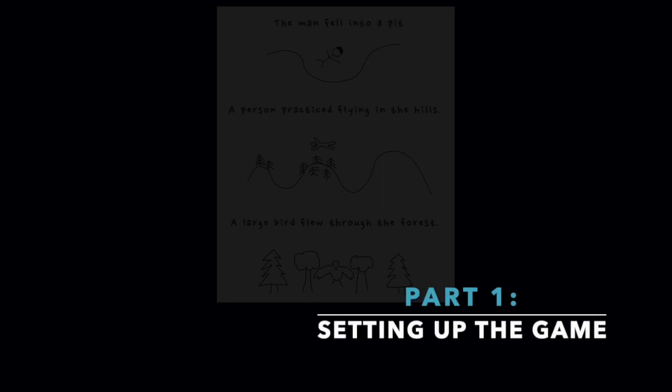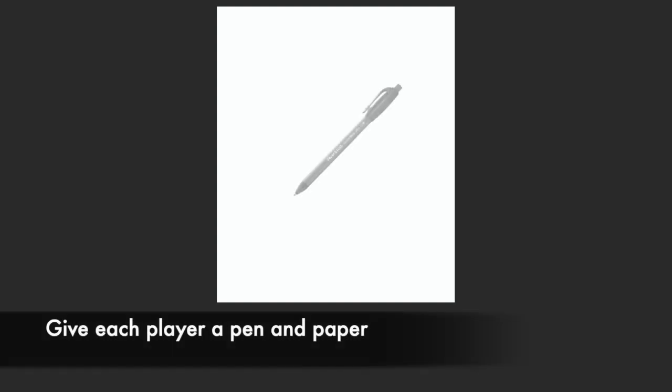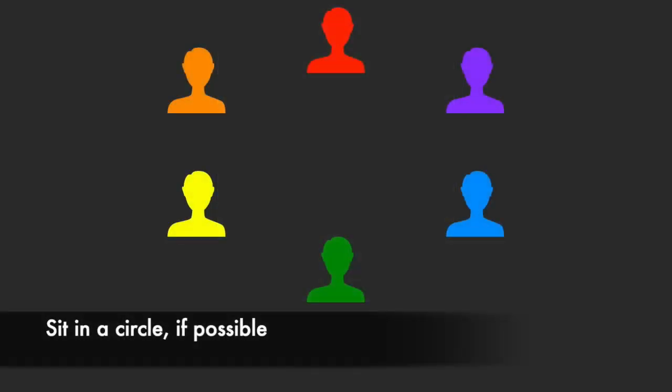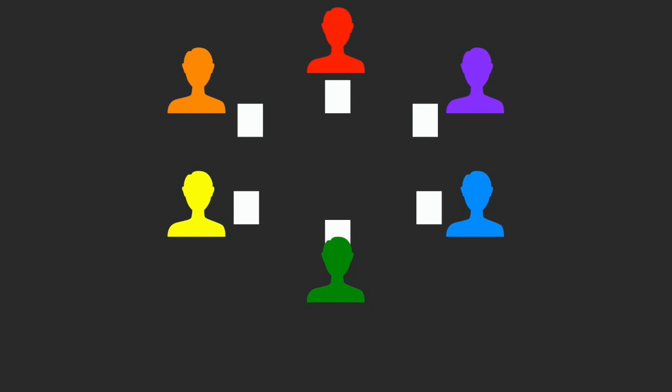Game of Sentence Pictionary. First, set up the game. To do this, first give each player a sheet of paper and a writing utensil. To make the game more interesting, you can also use colored pencils or colored pens. Players in the game will sit in a circle, or at least in a setup where you can establish a person to your left to pass your paper to.